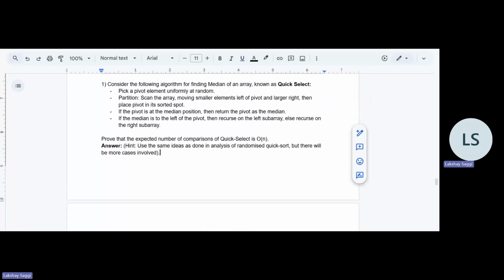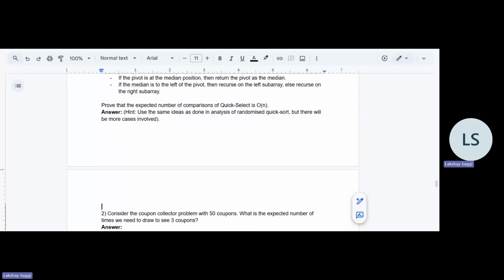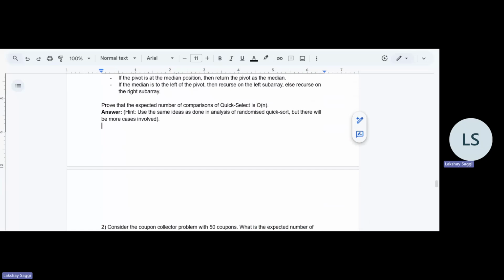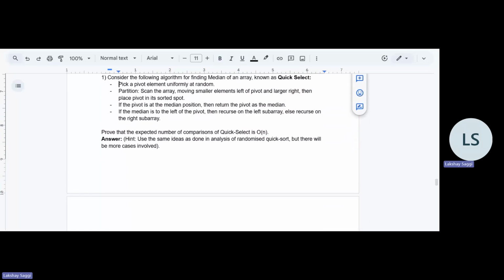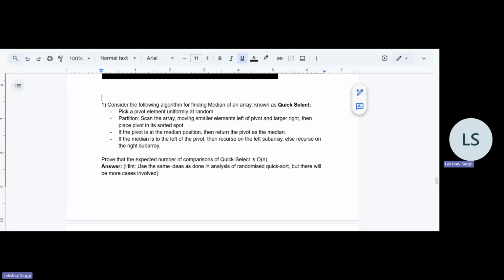But I won't be discussing this first question fully. I'll just give some more hints. I'll assume that you guys have looked at the question beforehand, because I gave it as a do-it-yourself exercise last week also.